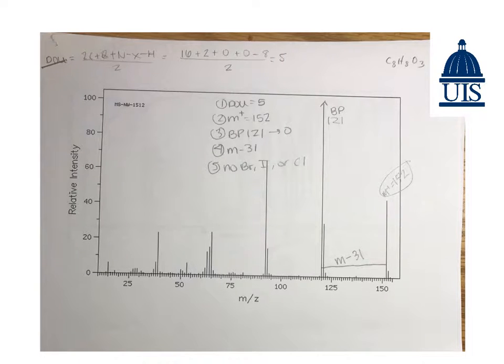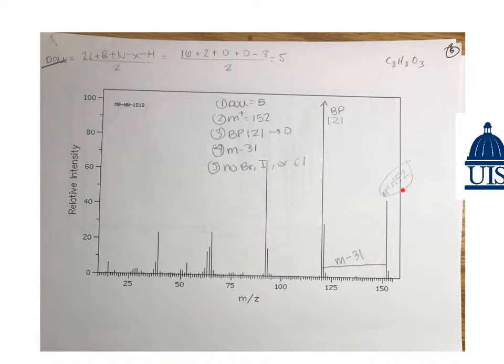So beginning with mass spectrometry, our M+ peak is 152. As you can see right here, the M+ peak also represents the mass of the compound. And then next up we'll do the base peak, which is the highest peak on the mass spectra. And here it's represented as 121.